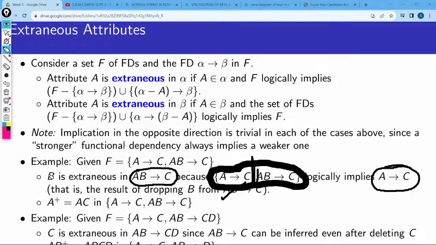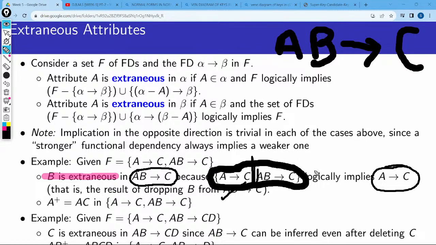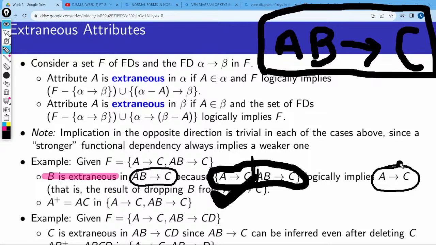Let me change the color. B is extraneous, right? So we can remove B and directly write A arrow C. Usually, it does not happen that we can decompose a functional dependency on the LHS, but here we are doing it. Why? Because this statement is provided by default, or through many closure sets we find out that this relation turns out to be true, that A arrow C exists. Hence we can directly write A arrow C.